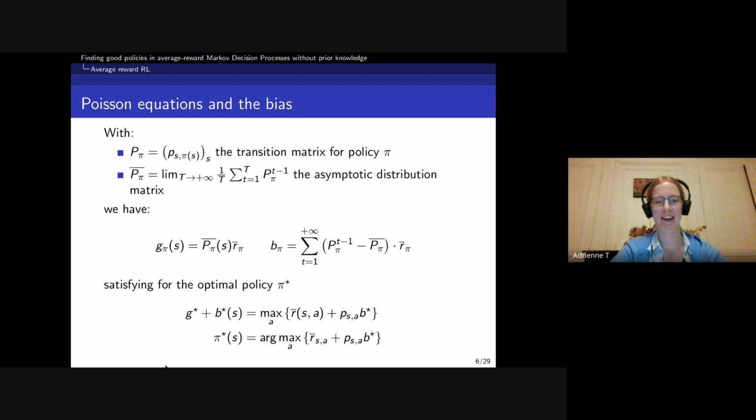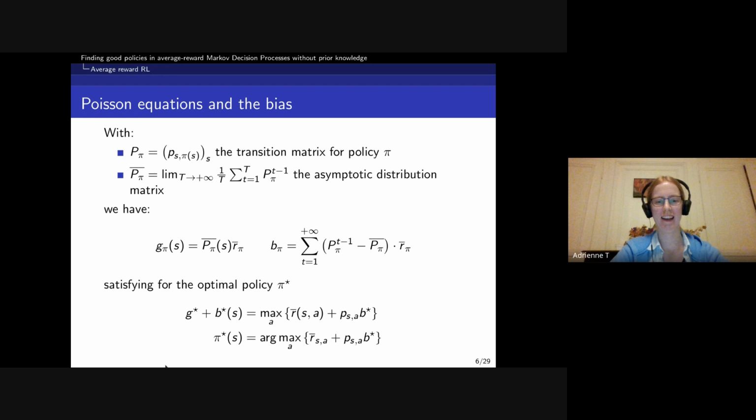And so if there's one state, for example, that is very close to very high rewards, then its bias will be way bigger compared to states where the immediate reward is quite low. It's those two objects, the gain and the bias, which satisfy the Poisson equation, and especially the optimal Poisson equation for the optimal policy. And so, great, now we have this equation that puts a bit of order in our setting.